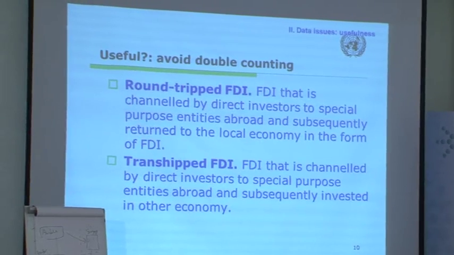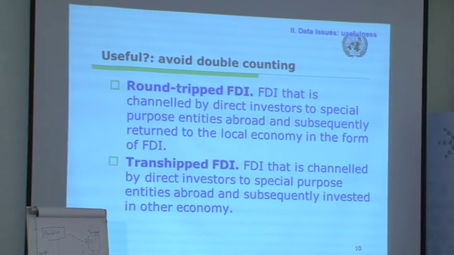Now, another question on usefulness. Still usefulness continues. What do you see in the global FDI flows, like $1.5 trillion, 2013? It may contain double counting.